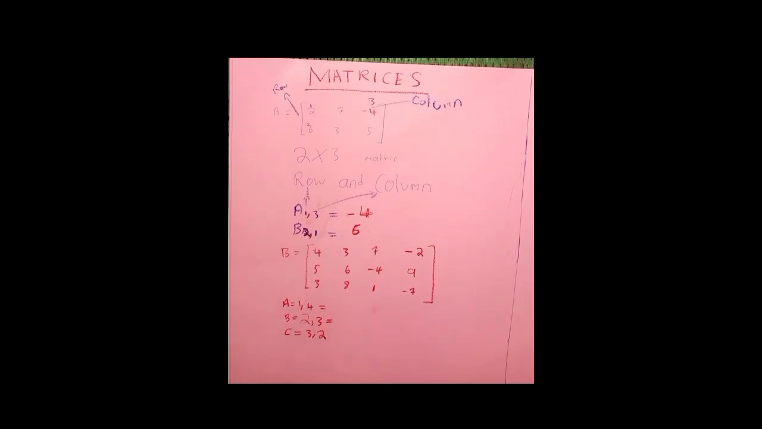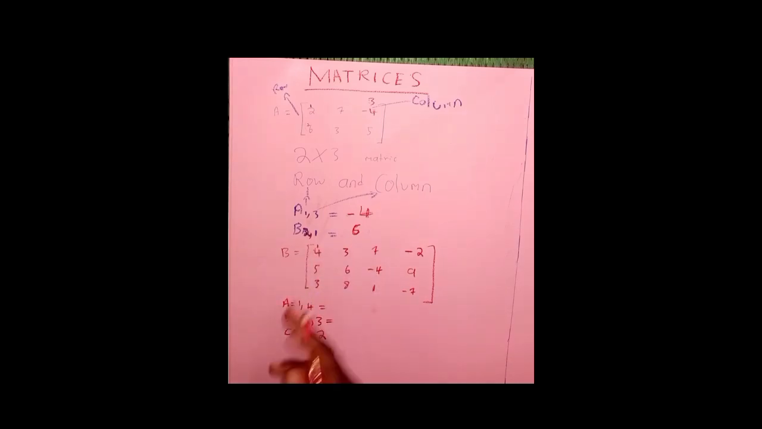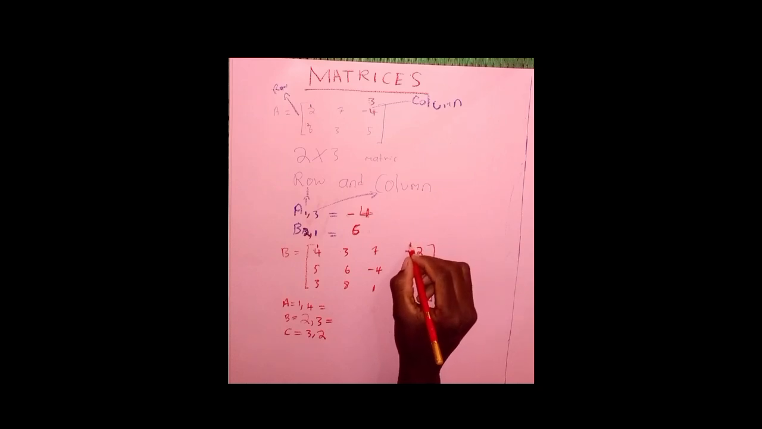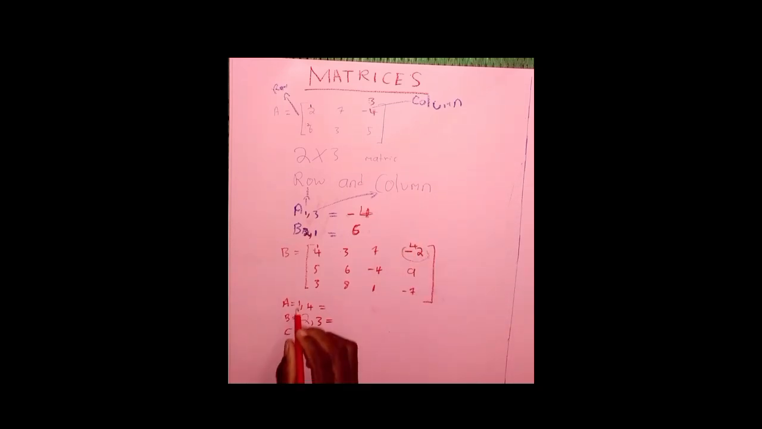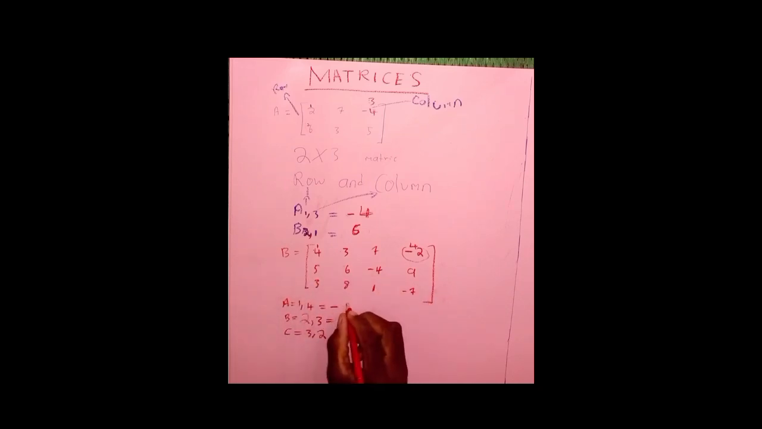Okay, let's find the solution. In A, we are to find 1 of 4. We first count the row; the row here is 1. For the column, we count 1, 2, 3, and 4. So -2 is our 1 of 4 in this matrix. We have -2 here.